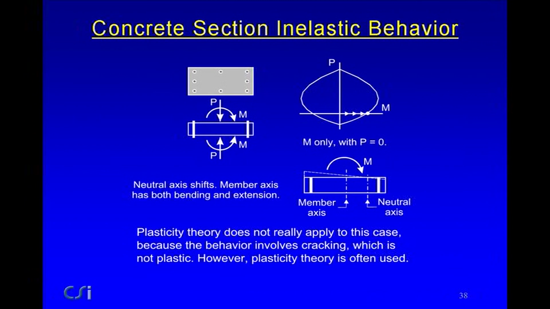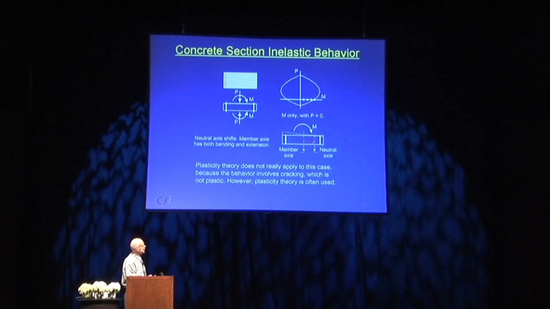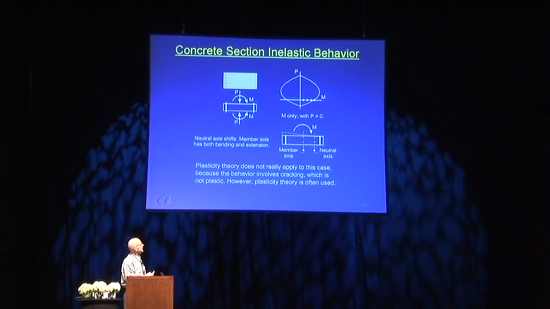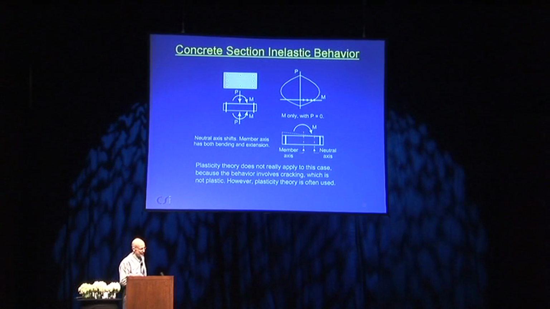Concrete section, similar kind of thing. I'm not going to go through it in so much detail, but now if we just increase the bending moment, what happens is the neutral axis shifts towards the compression side, and so there is some axial extension. So even with no axial force, there is some axial extension. If you were to increase the axial force to the balance point and then increase out to here, then you would get only rotation without any shift of the neutral axis. So this becomes rather more complicated.